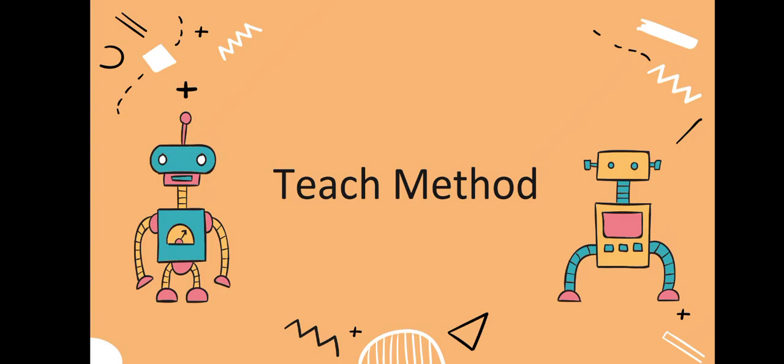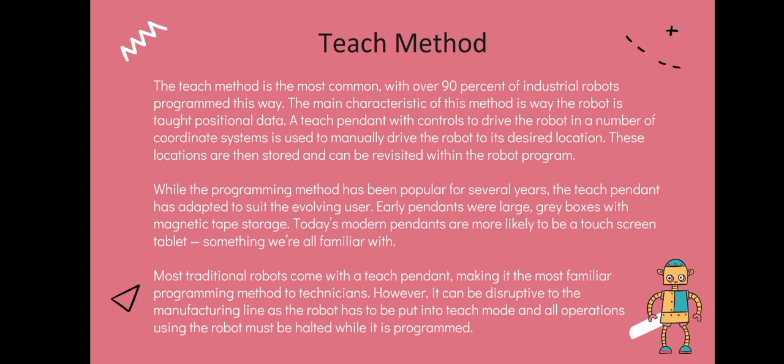The next one is the teach method. The teach method is the most common, with over 90% of industrial robots programmed this way. The main characteristic of this method is the way the robot is taught positional data. A teach pendant with controls to drive the robot in a number of coordinate systems is used to manually drive the robot to its desired location. These locations are then stored and can be revisited within the robot program.